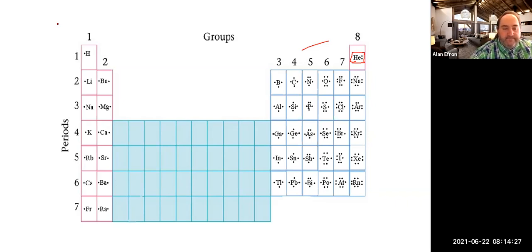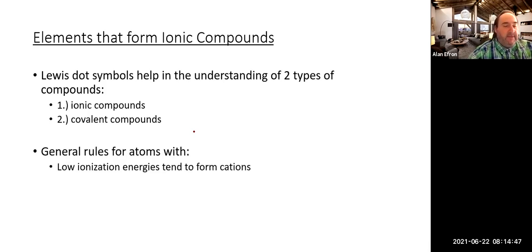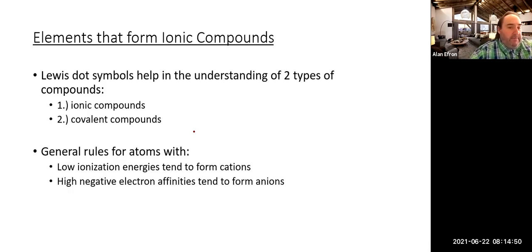Okay. So we're going to talk now about the different types of bonding that we come across, and how these Lewis dot symbols can help us understand them. So they can help us understand the 2 different types of compounds and bonding that we typically come across. The first one is an ionic compound. And in an ionic compound or an ionic bond, which is obviously part of an ionic compound, it is between, as we will see, a metal and a non-metal.